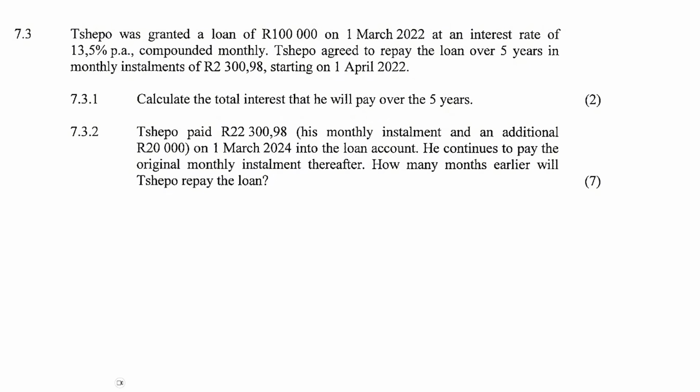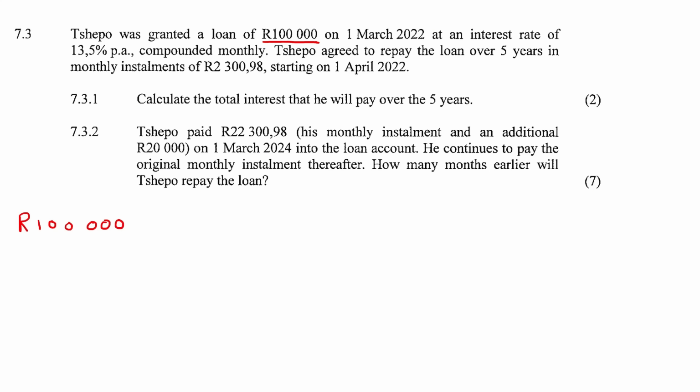How much did Tepo go and borrow from the bank? He borrowed 100,000 Rand. Picture that. I want you to visualize that. He walks into the bank one day and they deposit 100,000 Rand into his bank account. If there was no such thing as interest and life was just so simple, if you borrow 100,000 Rand, you have to pay back 100,000 Rand. That would be really easy. But obviously that's not the way it works in real life.